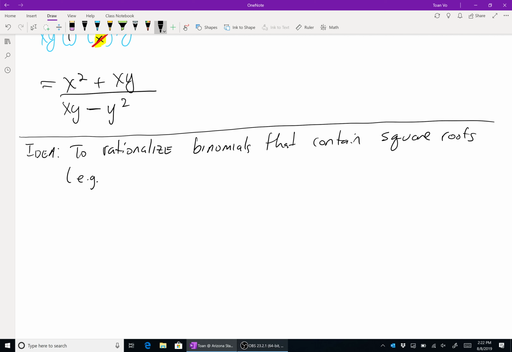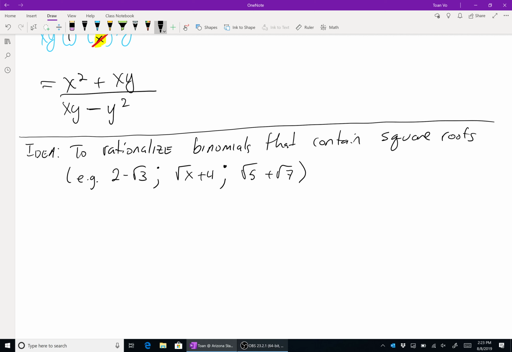And what do they look like? I'm just going to jot down a few random examples. Like 2 minus radical 3 is an example of a binomial that has a radical. There are 2 pieces and there's a square root. The square root could come first. You could have square root of x plus 4. That's a binomial with the square root in it. Or both of them could be square roots: square root of 5 plus square root of 7. So all of those instances are examples of binomials that contain square roots.